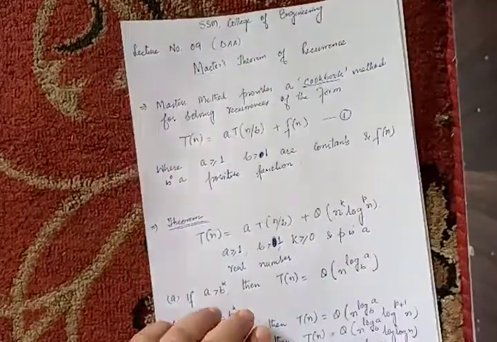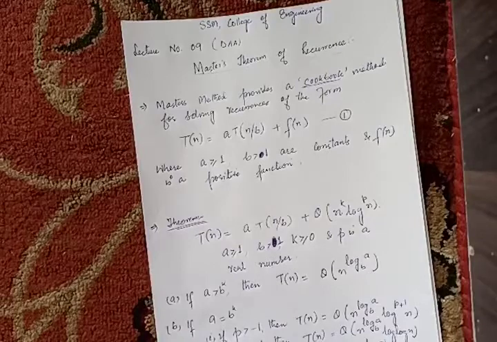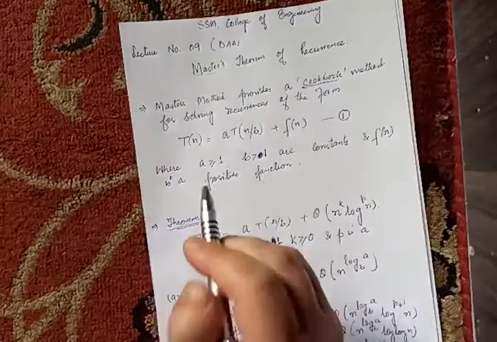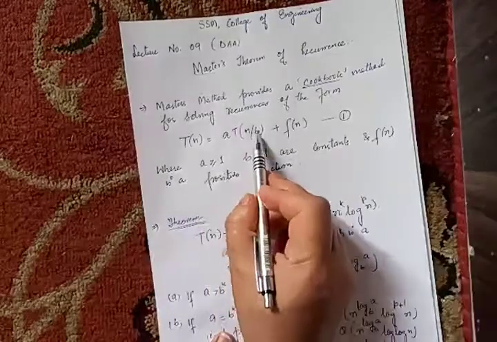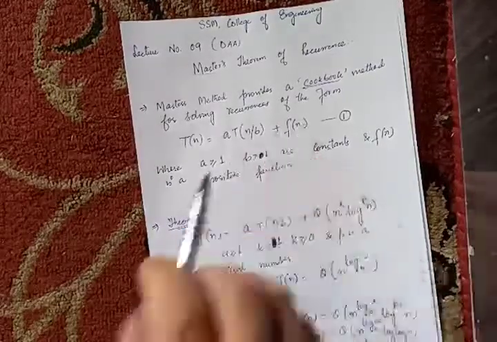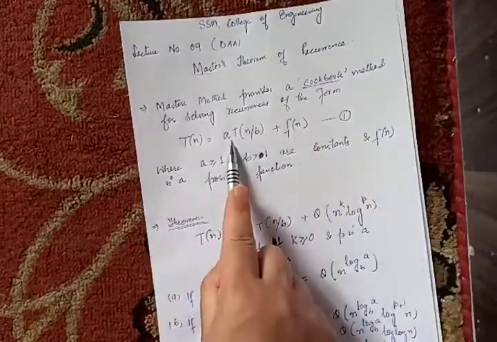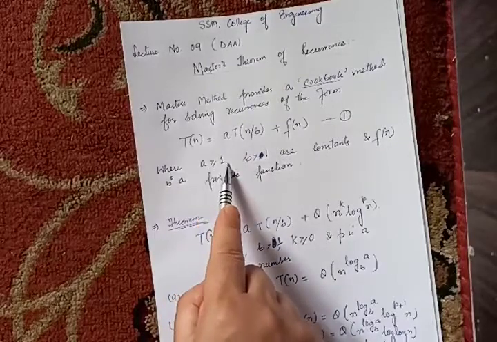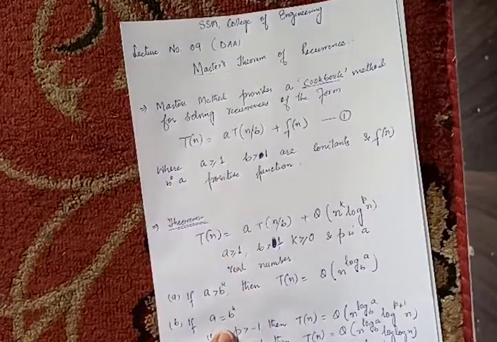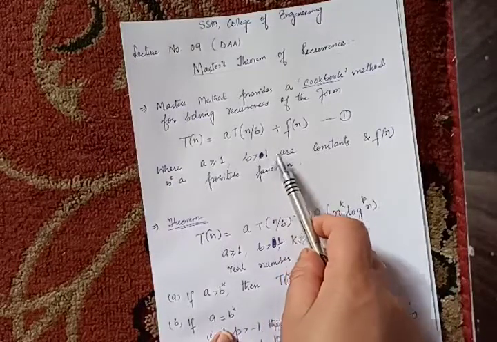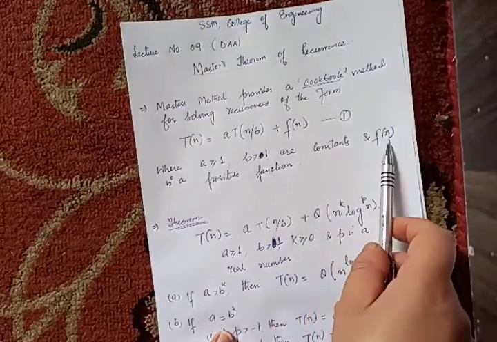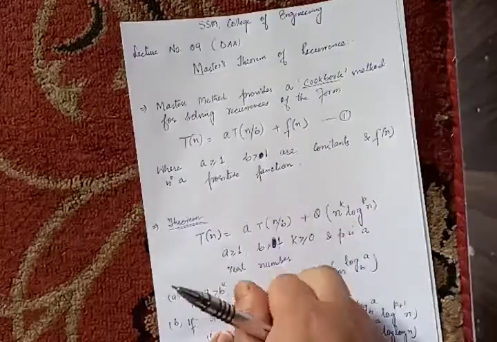We can solve recurrences using the Master's theorem which are of the form T(n) = a T(n/b) + f(n), where a is greater than or equal to 1, b is greater than 1, they are constants, and f(n) is a positive function.